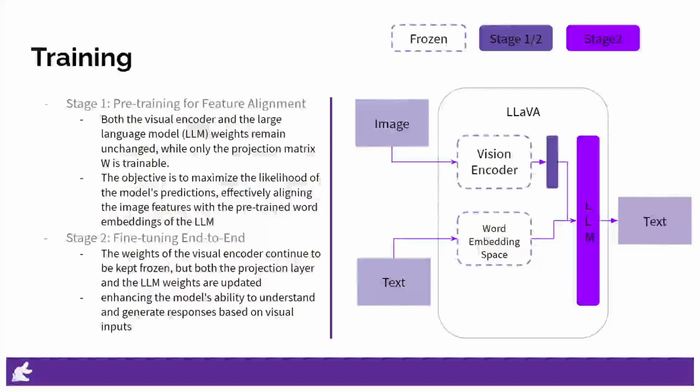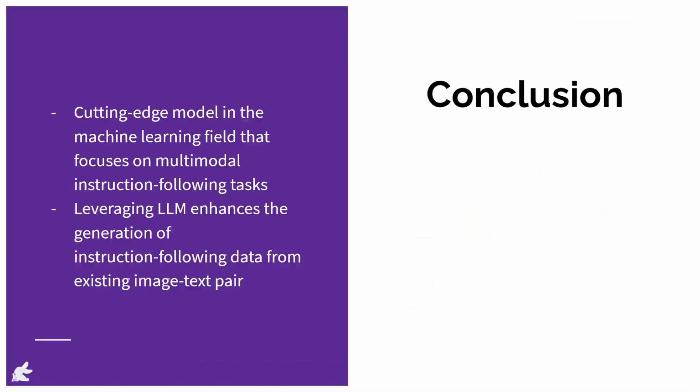Stage 2: Fine-tuning end-to-end. In the second stage, the training process shifts to fine-tuning the model in an end-to-end manner. The weights of the visual encoder continue to be kept frozen, but both the projection layer and the LLM weights are updated. Thus, the trainable parameters now include both the projection matrix W and the LLM parameters. This approach allows for a more integrated training process, enhancing the model's ability to understand and generate responses based on visual inputs.